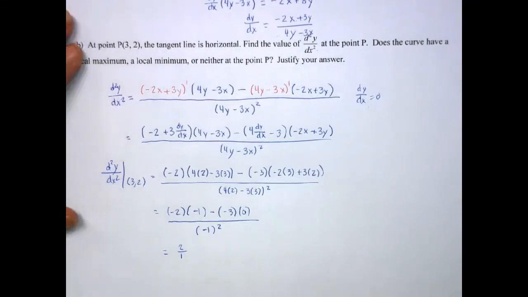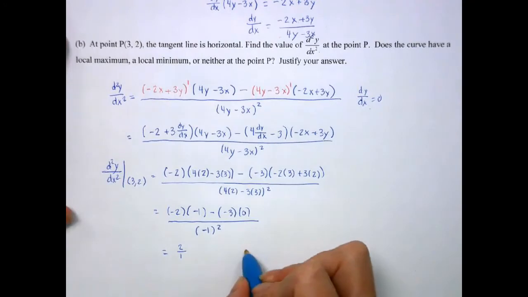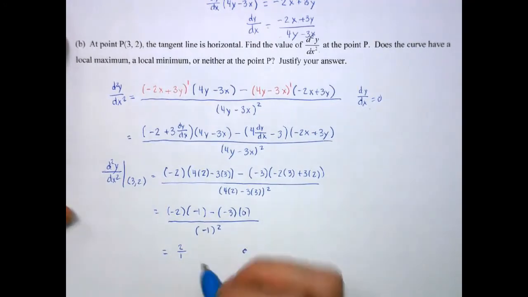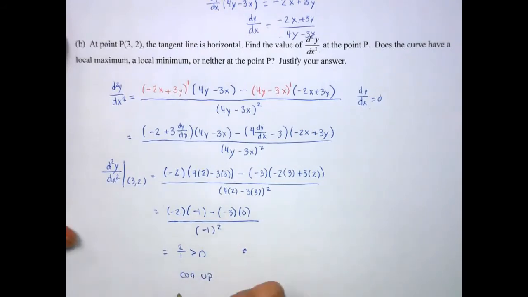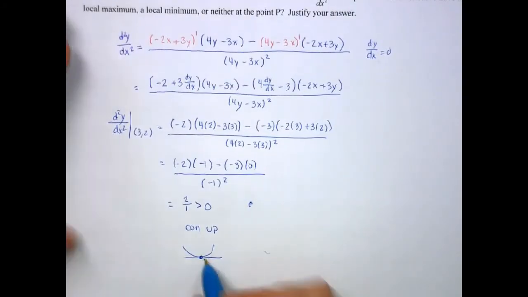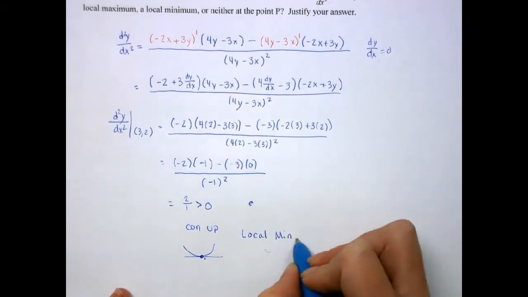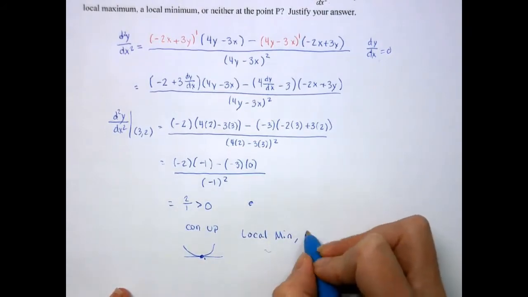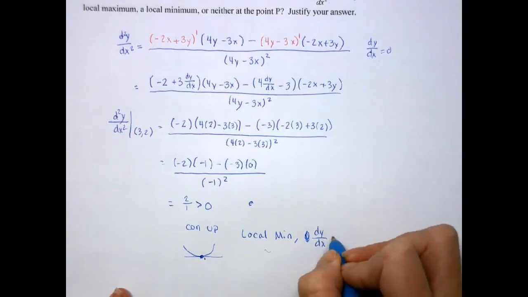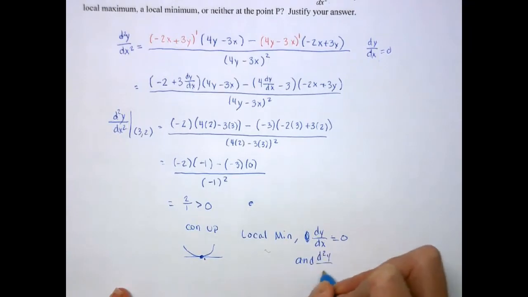It says, does the curve have a local maximum or neither? Well, if the first derivative is 0 and the second derivative is positive, which means it's concave up. If we have a concave up graph and we have a slope that's 0, this is going to be a local minimum. So a local minimum, because dy dx equals 0 and d2y over dx2 is greater than 0. That would be our justification.